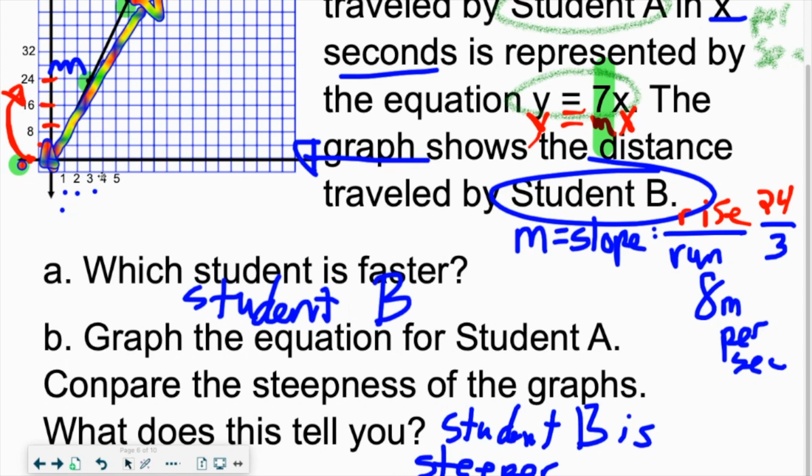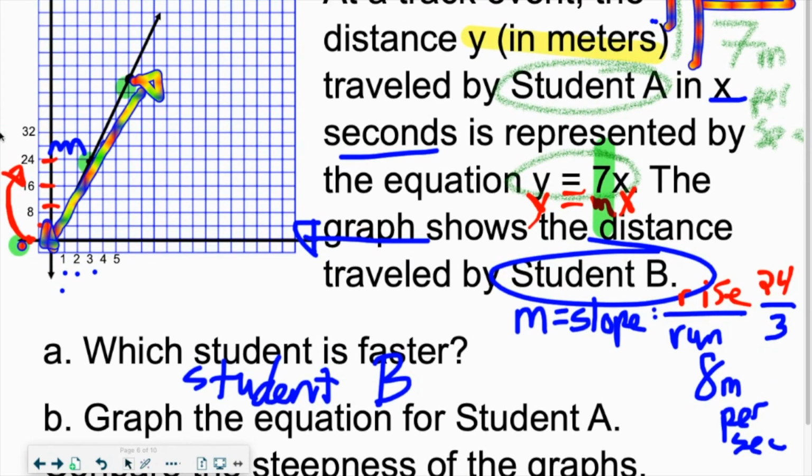Student B's constant of proportionality is higher. The slope is bigger. Great explanations. Great way to say that. Notice again, as we talk about these, they are direct variations. They are proportional because they are, one, a straight line, and two, through the origin.